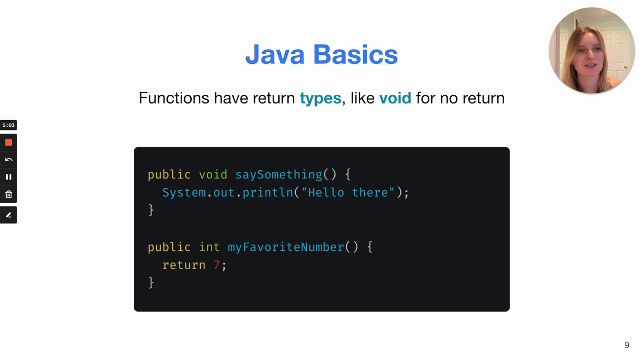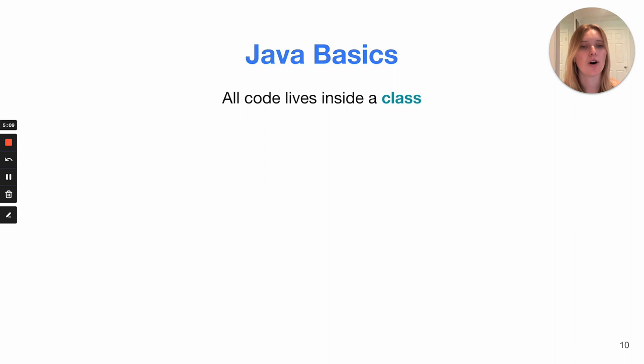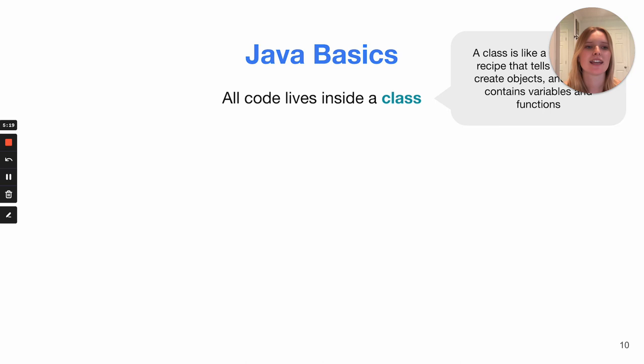Additionally, in Java, all code lives within a class. But what really is a class? It's actually like a blueprint or recipe that tells us how to create objects, and it can contain variables and functions for how things operate. And classes are really useful for organizing code and also abstracting away complexity if we're using some code multiple times. Here's an example of a class in Java. This is a student class.